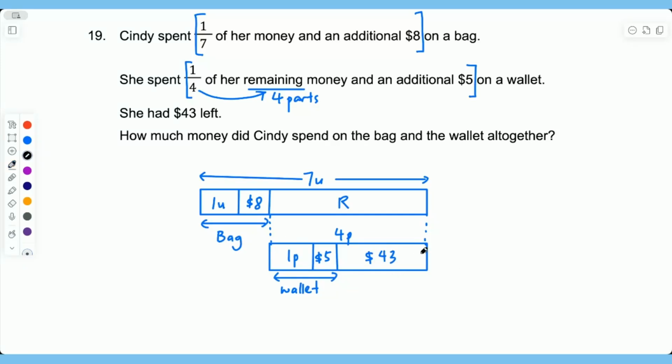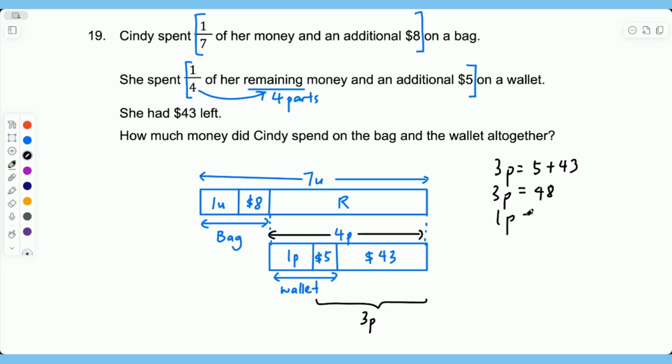Let's focus on the drop-down model. The total of the remainder is 4 parts. And we have 1 part over here. That means that $5 and $43 added together will be 3 parts. So 3 parts will be $5 plus 43. That gives us $48. 1 part is 48 divided by 3. That is $16.